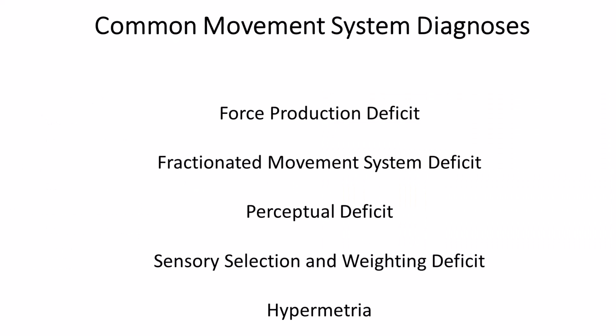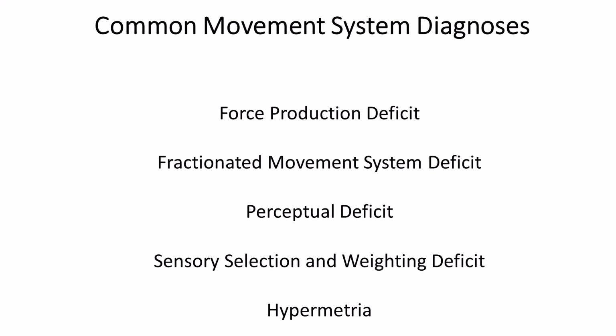As far as physical problems are concerned in patients post-brain injury, I've listed here some common movement system diagnoses. The first three we've covered already: the force production deficit, fractionated movement system deficit, and the perceptual deficit. Hopefully these have become clear after working with patients with CVA. Two that we haven't covered yet are the sensory selection and weighting deficit, and we will cover this in more detail when we enter the vestibular portion of the course in the spring semester.